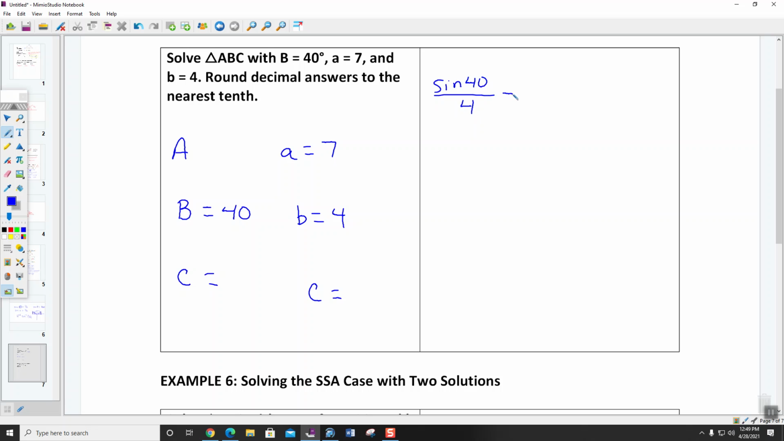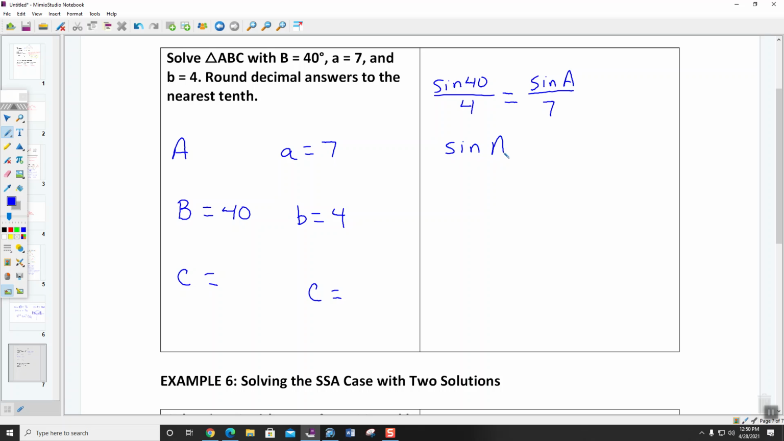So we're going to go sine of 40 is to 4 as, what's the other information that we know up here besides the B's? Side A. Side A is 7, right? So we're going to call this sine of A over 7. All agree with that? So to find angle A right here, we would go 7 times what first, kids? Sine of 40 and divide by 4. So here's what I want you to do. Figure out what that decimal is, and we'll have sine of A.